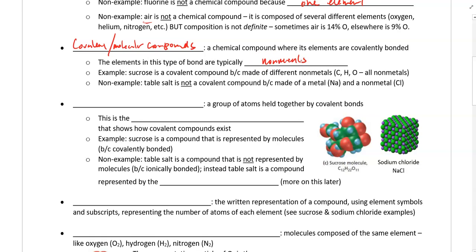And for example, our friend sucrose, we saw that earlier, is a compound first of all, but more specifically, it's a covalent compound because it's made of different nonmetals. So C's, H's, and O's, again, all nonmetals. As a non-example, table salt is actually a compound, but it's not a covalent compound because it has metal and non-metals.